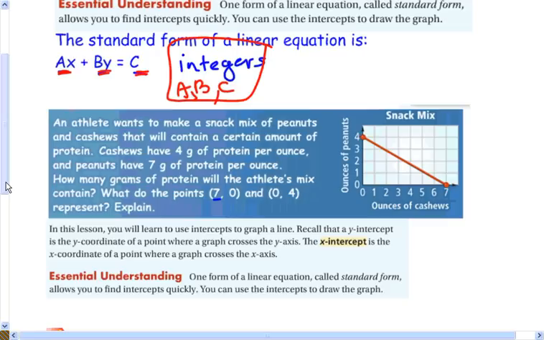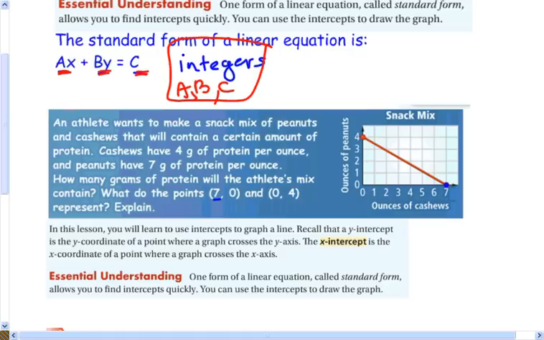An athlete wants to make a snack mix of peanuts and cashews that will contain a certain amount of protein. Cashews have 4 grams of protein per ounce. Peanuts have 7 grams of protein per ounce. How many grams of protein will the athlete's mix contain? What do the points (7, 0) and (0, 4) represent? Explain. Well, the number of grams of protein in this mix we can get from looking at this graph.